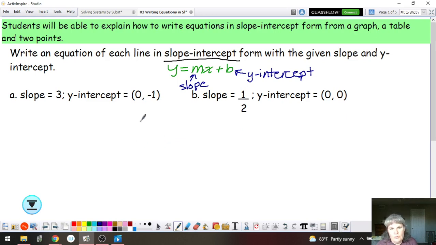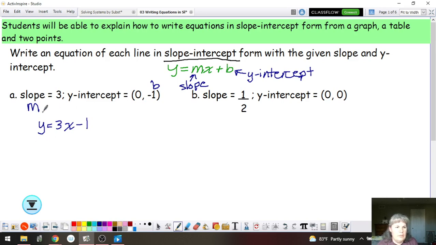Now, anytime a line crosses a y-axis, the x value is 0. The y value will be the b. So, for example, we have a slope of 3 and a y-intercept of (0, -1). If we want to write an equation for this information in slope-intercept form, we would have y equals 3x minus 1. Now you might be asking, what happened to the plus sign?